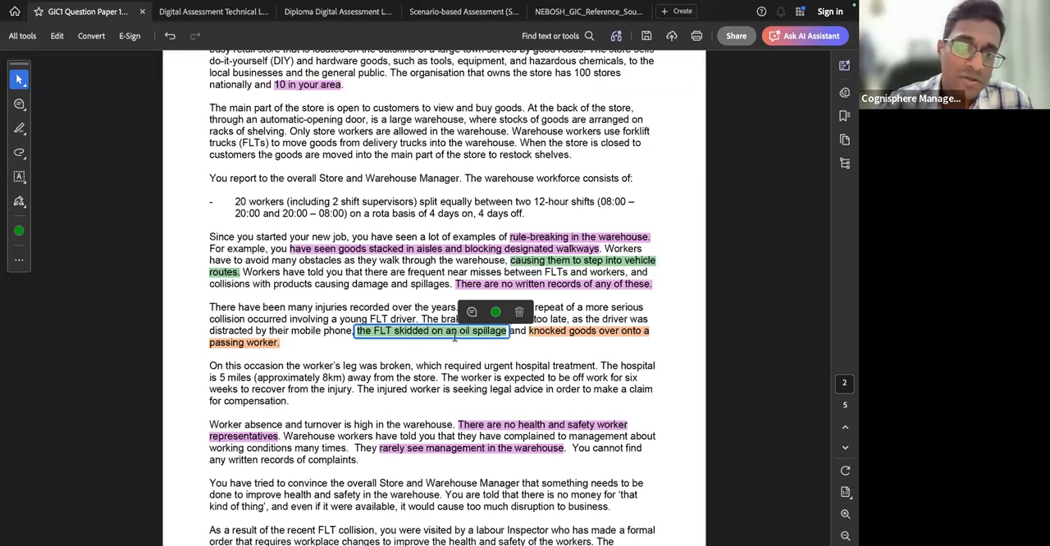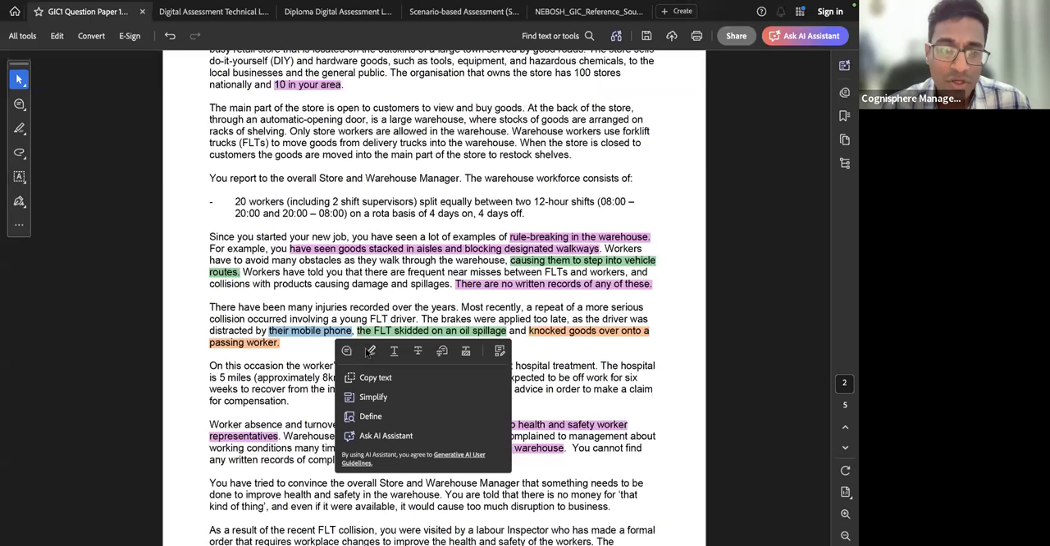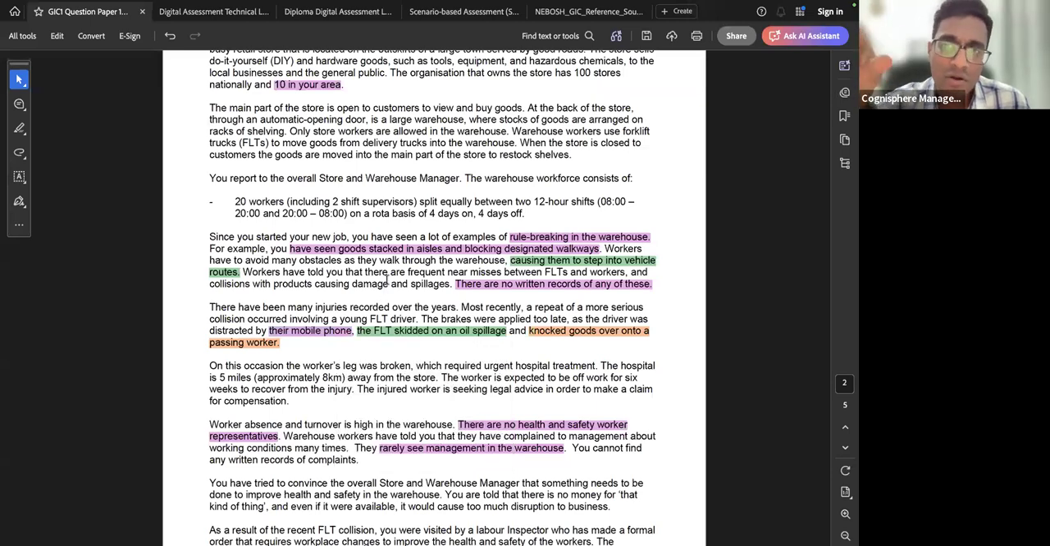So likewise, when you see goods stacked in aisles, the management failure is they don't have a procedure for inspection of the warehouse. Or they have poor housekeeping. So that would be part of the root cause. So likewise, if I see using mobile phone, using mobile phone is an immediate cause.